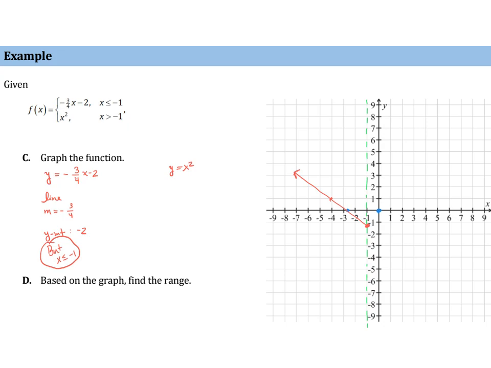Now, y equals x squared is our parent function, right? And it's not been shifted anywhere. So let's go ahead and graph it. We have the guide points, negative 1, 0, 1, yield 1, 0, 1. So let's go ahead and plot those.